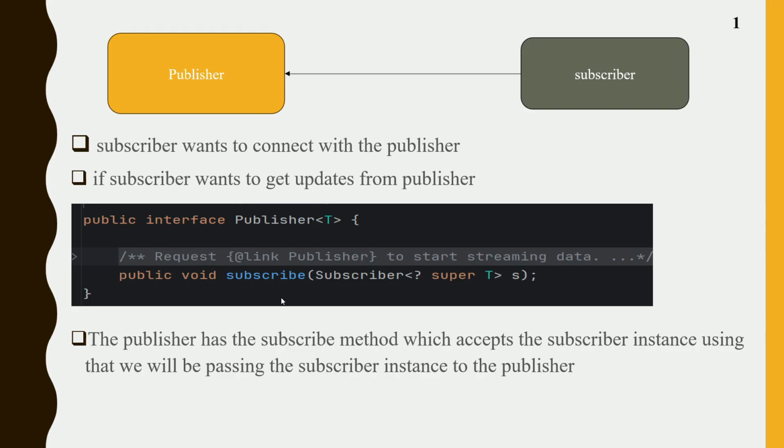See here, the publisher is an interface and we have the subscribe method, where we are passing the subscriber of type Subscriber. This publisher has the subscribe method which accepts the subscriber instance. Using that we will be passing the subscriber instance to the publisher. This is the first step.